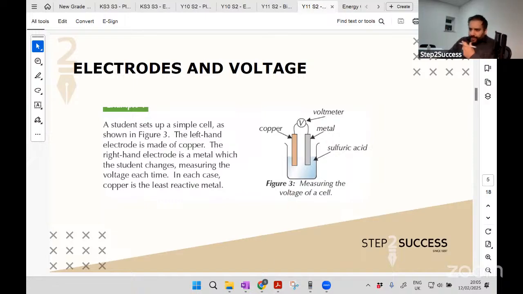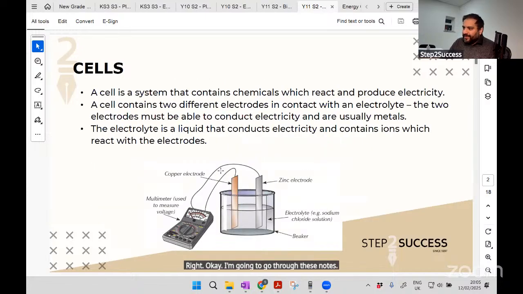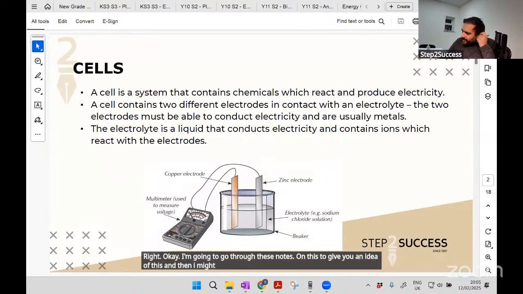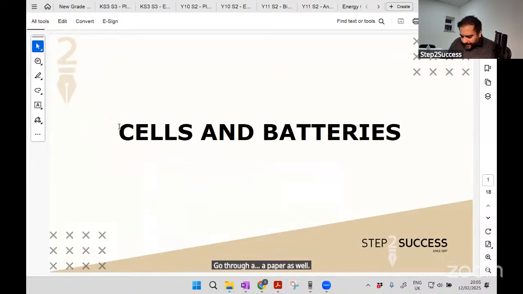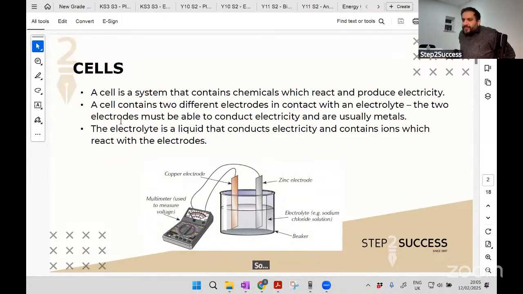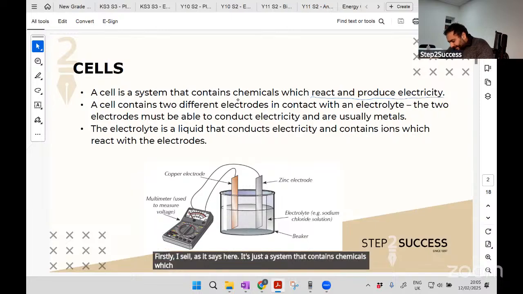Right. Okay. I'm going to just go through these notes on this to give you an idea of this, and then, depending on time, I'll go through a paper as well. So, hydrogen fuel cells. Firstly, a cell, as it says here, is just a system that contains chemicals which react and produce electricity.